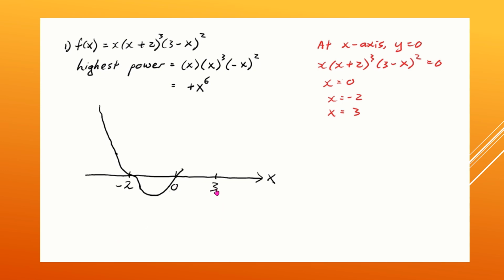Then when we come to x equals 3, and we look at the equation, the factor 3 minus x is power 2, so x equals 3 is a turning point. So when we draw a turning point here, finally we will get the graph of this polynomial function.